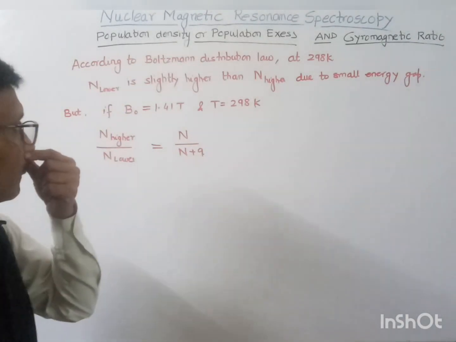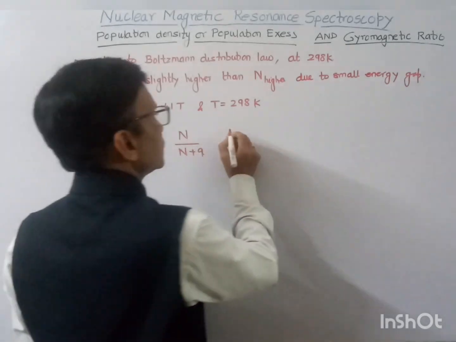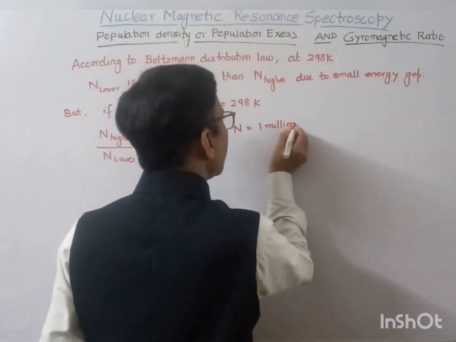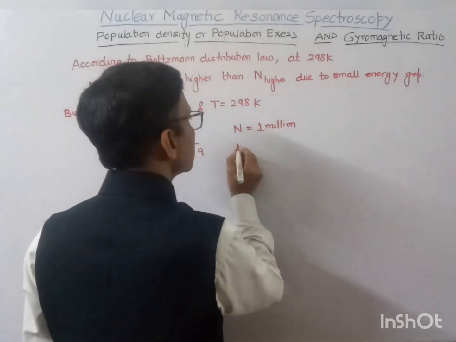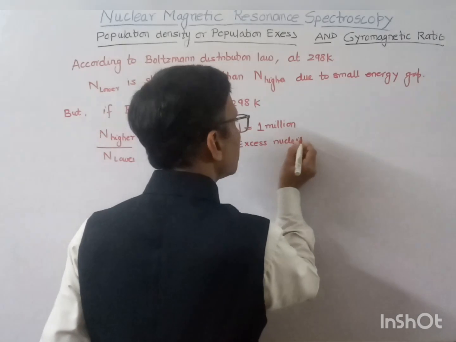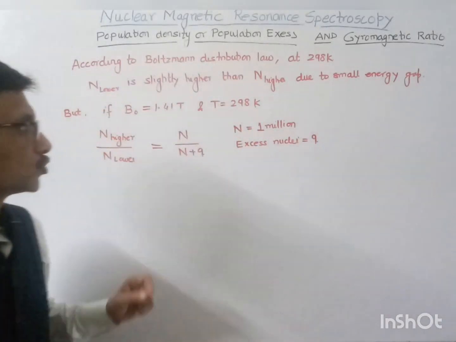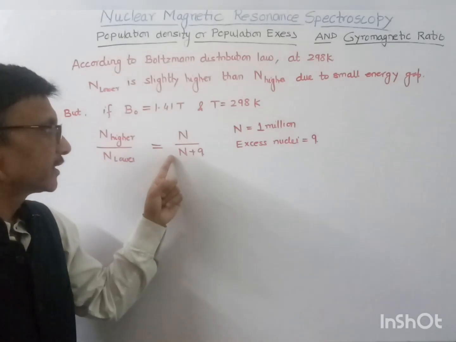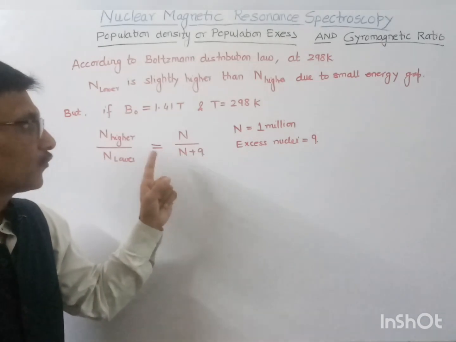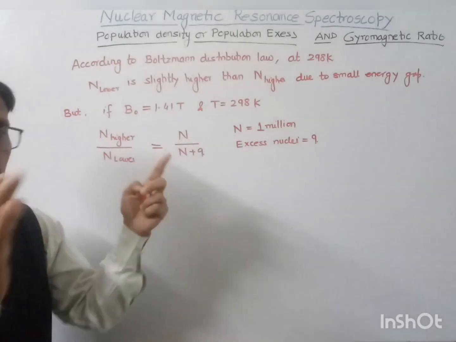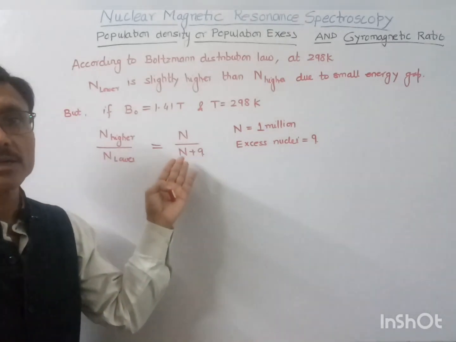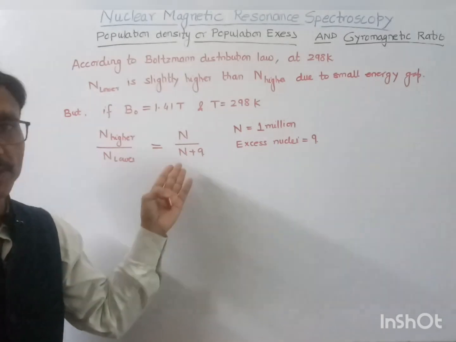Suppose N is 1 million, and this excess of nuclei is equal to 9. So the total number of nuclei in lower energy state and higher energy state is equal to 2,000,009. So out of 2 million nuclei, 9 nuclei are higher in lower energy state.